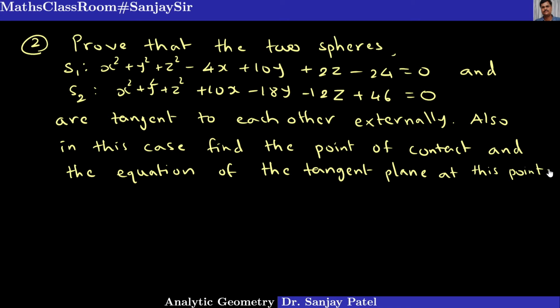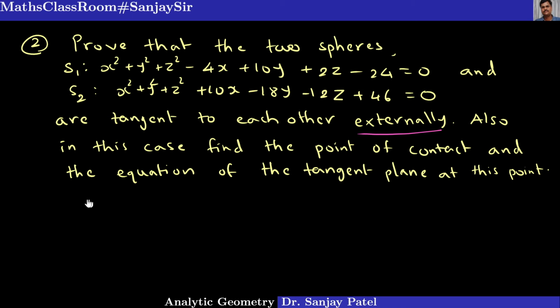So try to understand this problem. Prove that two spheres S1 and S2, which are given here, are touching each other externally. That is the first thing. Prove that they are touching each other externally, and also find the point of contact. Point of contact means the point where they are touching each other. And at that point, you can draw a tangent plane to both the spheres, which is a common tangent plane to both the spheres S1 and S2.